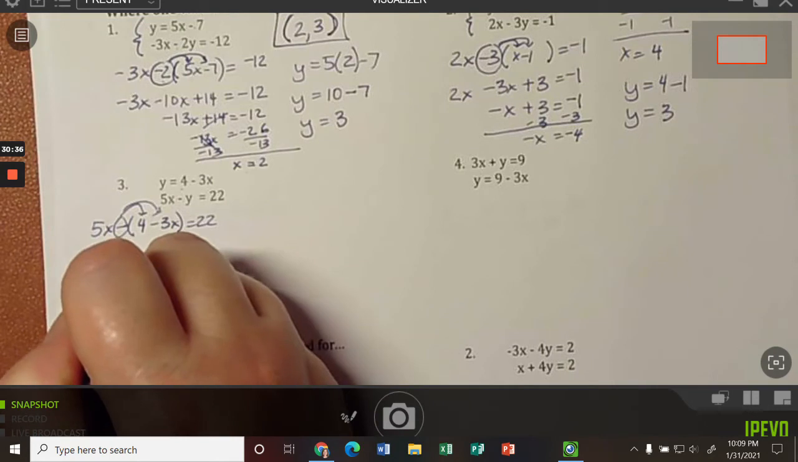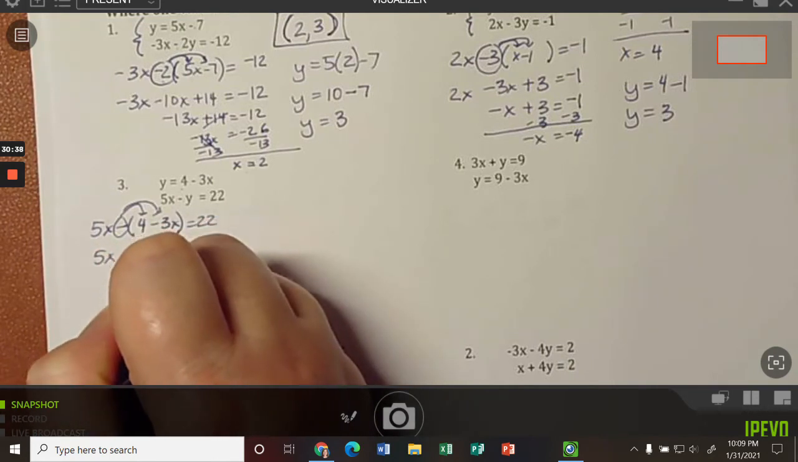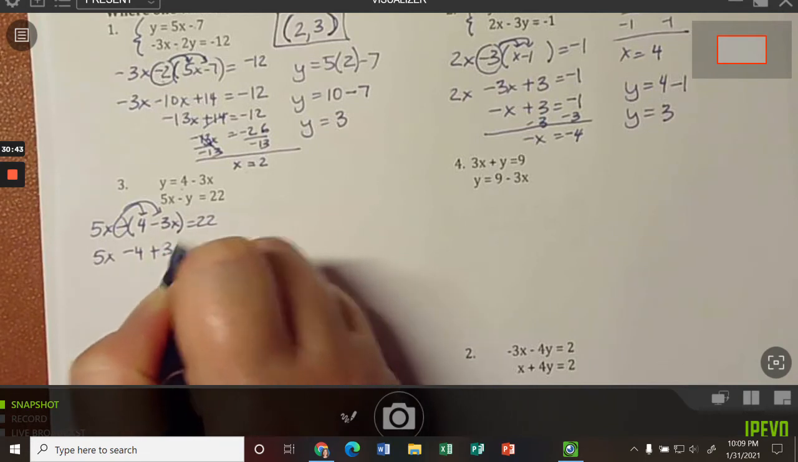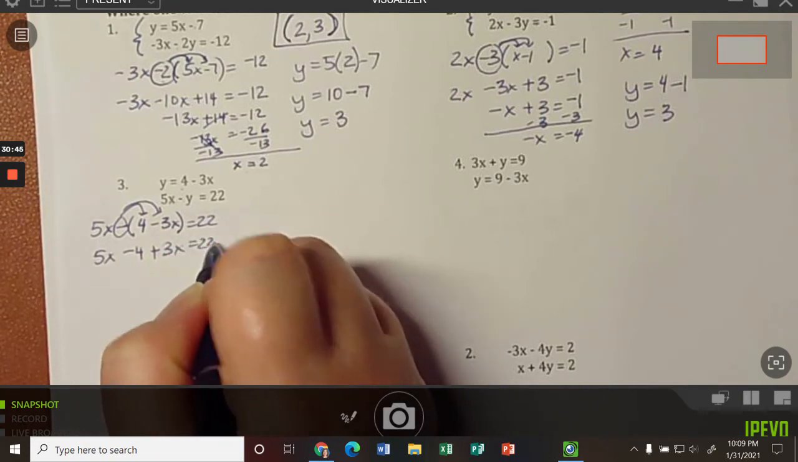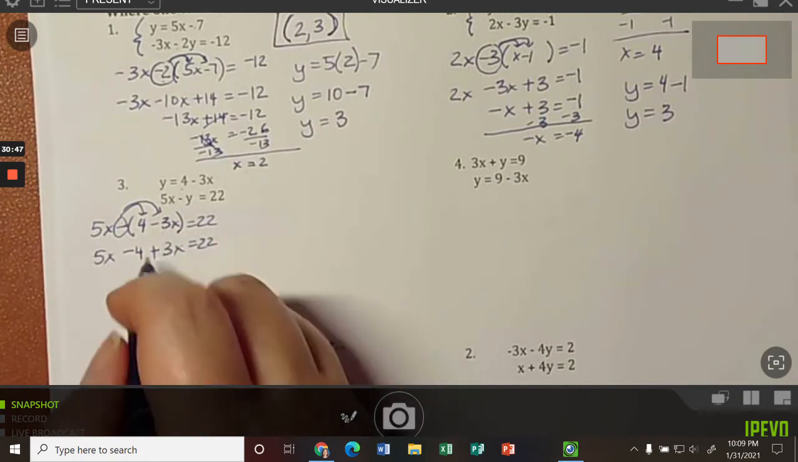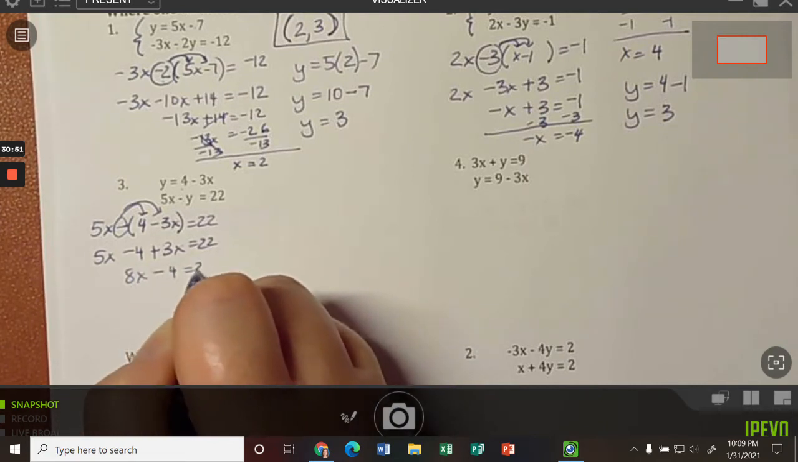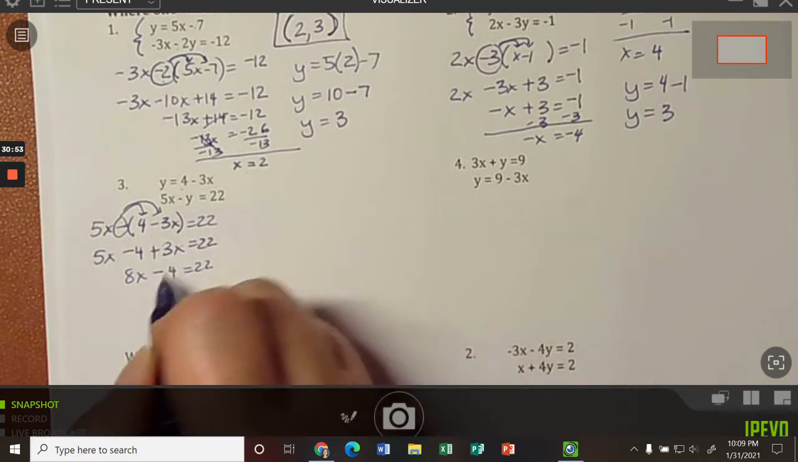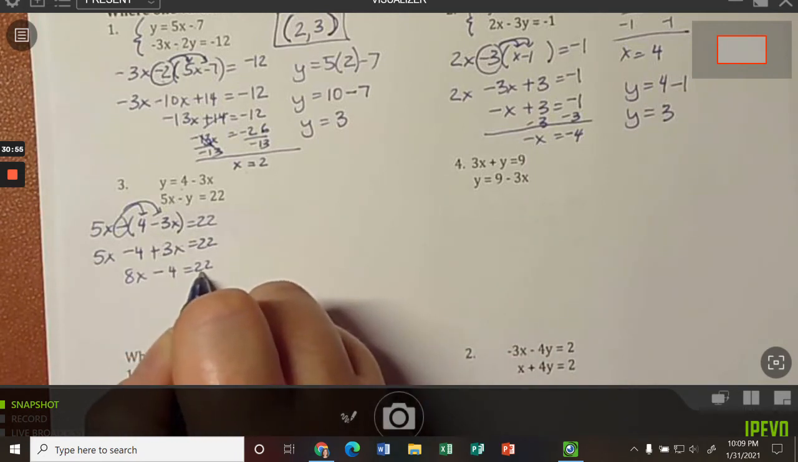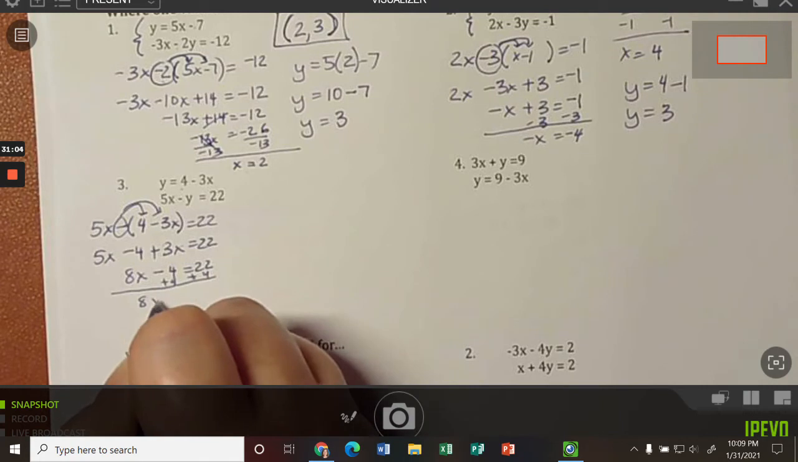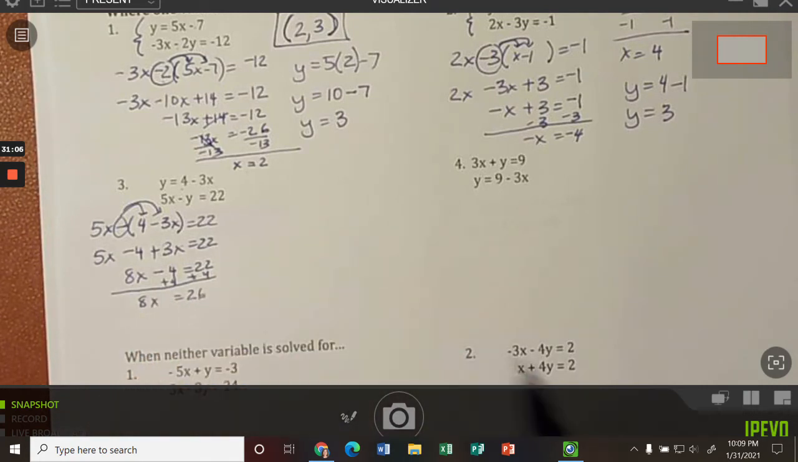So now we have 5x minus 4 plus, because a negative times a negative is a positive, 3x, and then bring down the equals 22. 5x plus 3x is 8x, so 8x, bring down the minus 4 equals 22. Add 4 to each side, add 4 to each side. We end up with, I'm just saving space here, so I'm just going to write that very small, plus 4, plus 4. We end up with 8x equals 26.